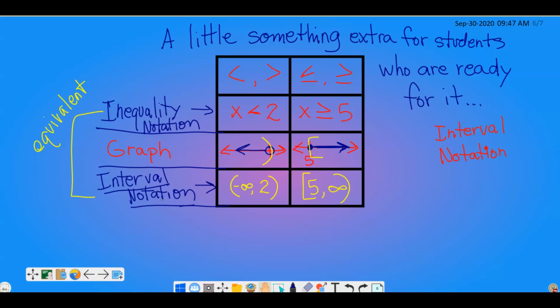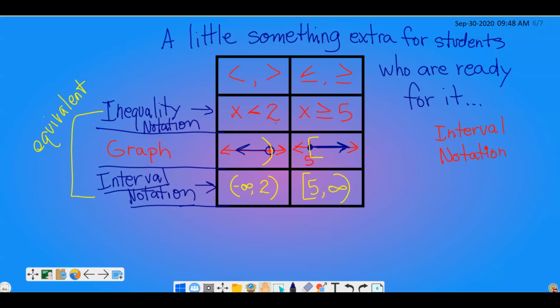So right now we're doing inequalities. And this is inequality notation, okay? You've got your variable, you've got your sign, and you've got your solution. You've got your number, right? And if we were going to graph that, this is an example of this graph of x is less than 2. We've got an open circle, you see that in dark blue, and we've got the arrow pointing in the correct direction. Well, in interval notation, you use parentheses and brackets.